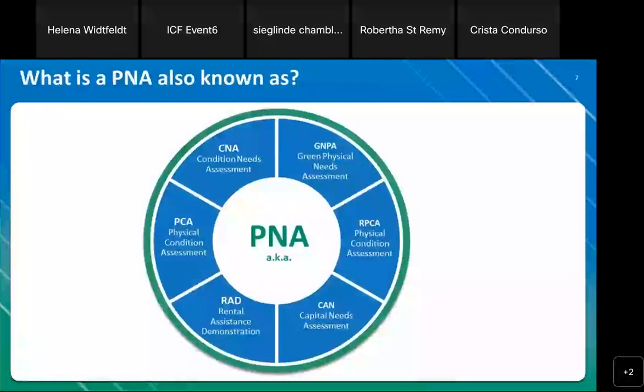All right. What do we also call it? You see it, aka also known as, it has in the lingo soup a lot of acronyms: conditions needs assessments, green physical needs assessments, physical conditions assessment, capital needs assessment, rental assistance demonstrations. On the red, we would need one, or physical conditions assessment. So, you see in the acronyms right there, all means the same thing. Next slide.